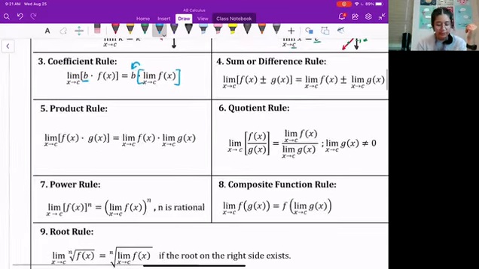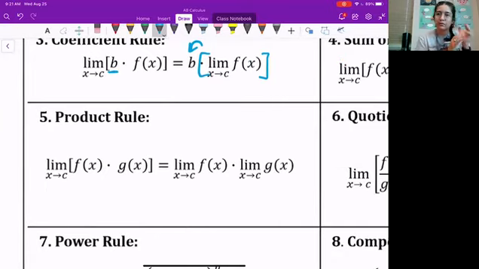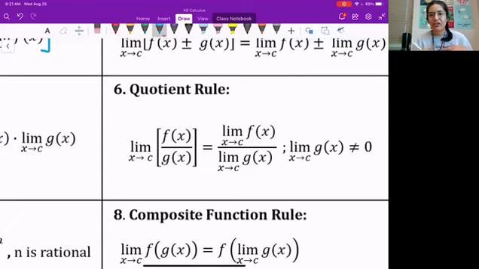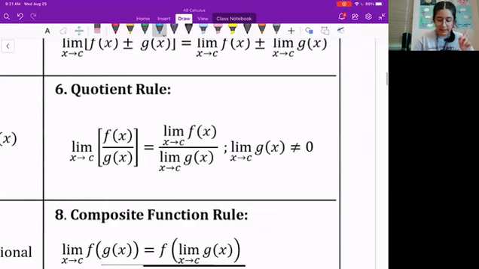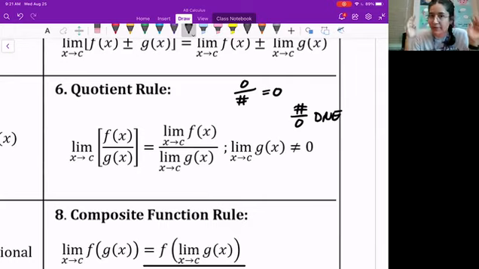The other ones are really similar to the sum and difference rule. If you're multiplying 2 functions, find the limit of one, find the limit of the other, and multiply the answers. Same thing for dividing, unless you're getting 0 for the denominator answer. If you're getting 0 on the top, that's fine. I'm going to write this down actually: 0 divided by any number is 0. Any number divided by 0 does not exist. Really important distinction: you can have 0 on the numerator, but you cannot have 0 on the denominator.